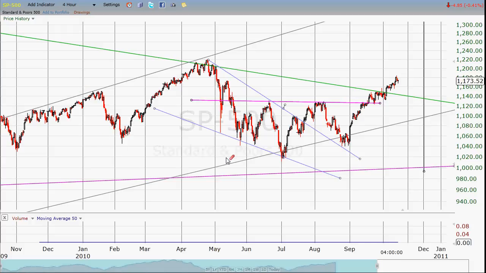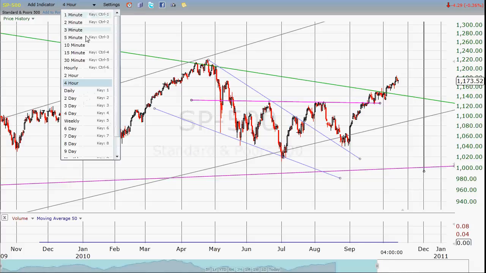Here's a fairly long-term view of the S&P. If you've seen some of the other videos, you will know that I believe this is an inverse head and shoulders pattern, and I believe that this pattern is ultimately going to lead the S&P to a target price of about 1250 minimum. Could be higher than that.